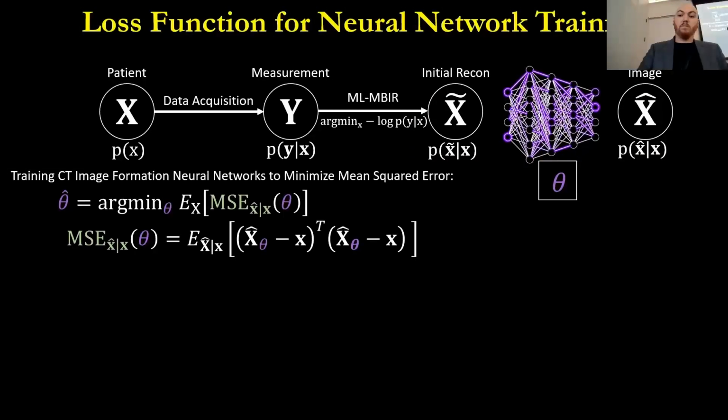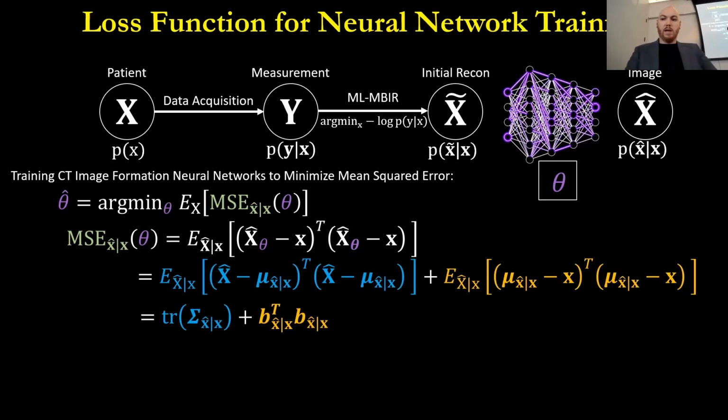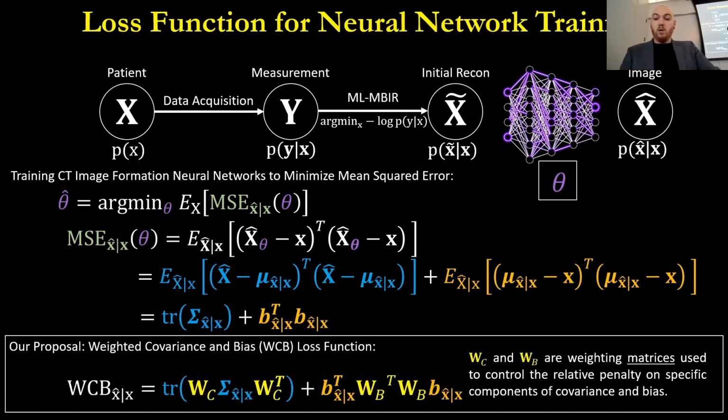The classic approach to training a neural network is to minimize a loss function like mean squared error. And we can show that mean squared error breaks down into equal weights on variance and bias squared terms. Bias here just means expectation of error, or the mean response minus the ground truth. So our proposal is just to modify this loss function with explicit weighting matrices on covariance and bias. And what this allows us to do is control the relative penalty on specific aspects of image quality.